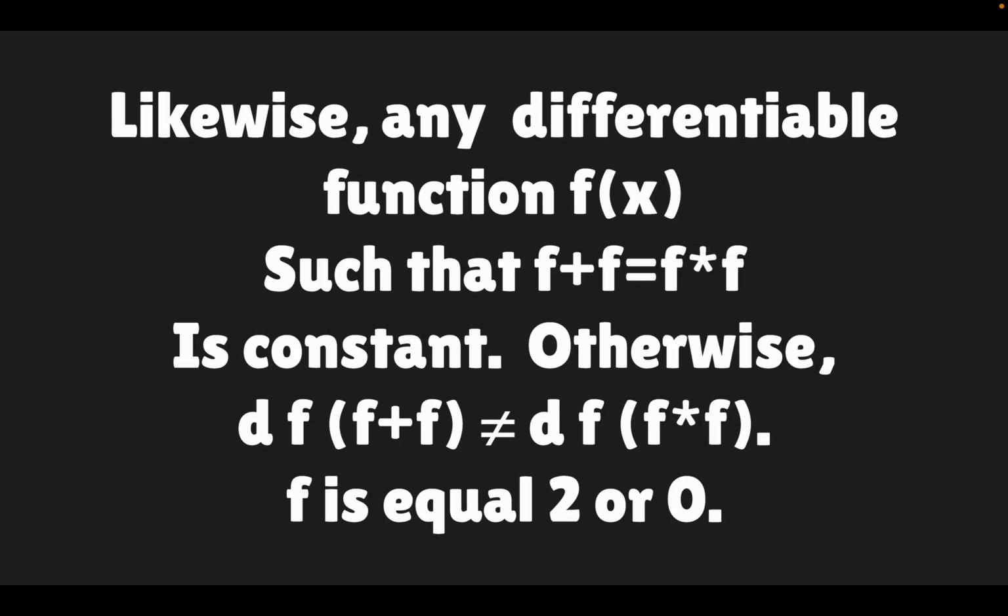And so for a similar reason, you can use the same argument to show that any differentiable function, something that you can differentiate, if f plus f is equal to f times f, so if f acts kind of like 2, then that function has to be a constant. Because otherwise, the derivative of f plus f with respect to f would be different from the derivative you get using the product rule of f times f with respect to f. And so this would be a contradiction. So this means that any differentiable function that has this property, f plus f equals f times f, has to be constant. It has to be either 0 or 2.